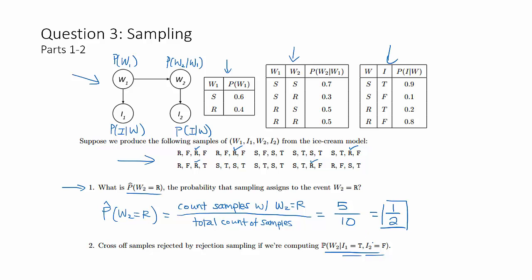So the only samples that we should have left are this sample, because it has I1 equals T and I2 equals F, and this sample here, because it has I1 equals T and I2 equals F. And the remaining 8 should have been crossed out, because they should have been rejected by rejection sampling. The intuition here is that the samples that we crossed out here are not useful in answering our query, since we are given that I1 equals T and I2 equals F.